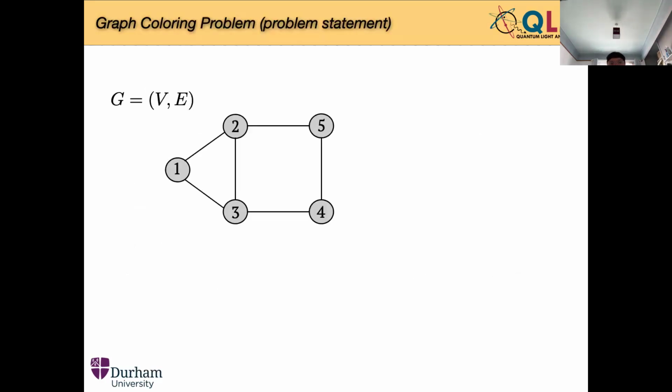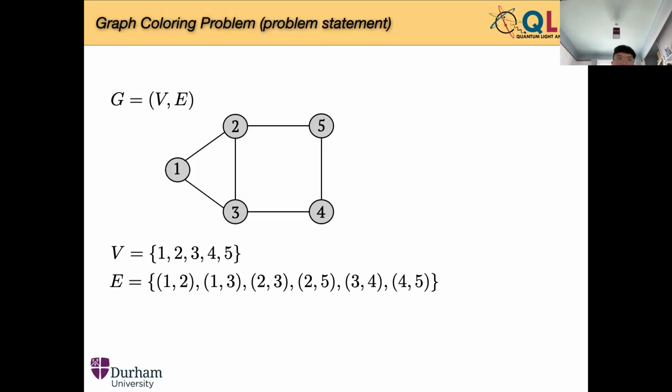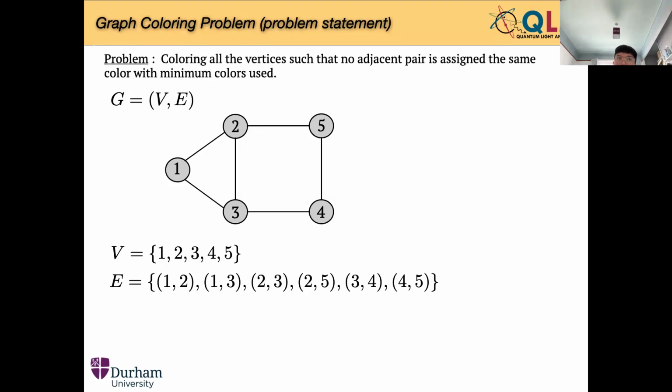So if you have a graph like this one, with the vertex set 1, 2, 3, 4, 5, and the edge set 1-2, 1-3, 2-3, 2-5, 5-4, 4-5 here. The graph coloring problem is that you try to color all the vertices such that no adjacent pair is assigned the same color, with the minimum number of colors used.